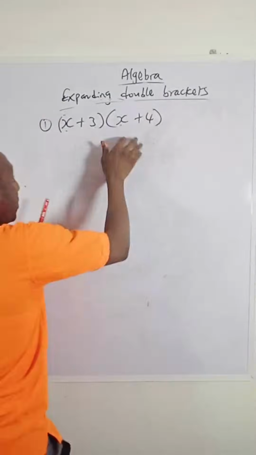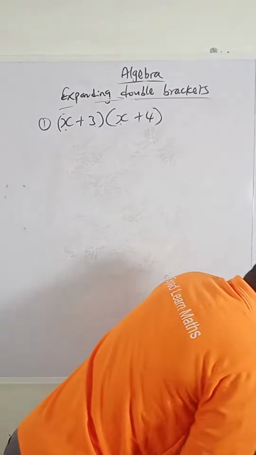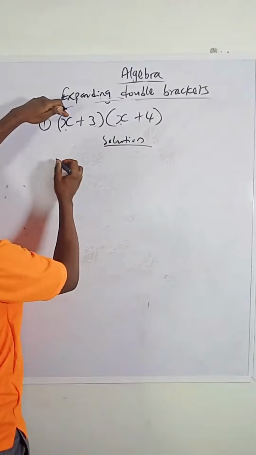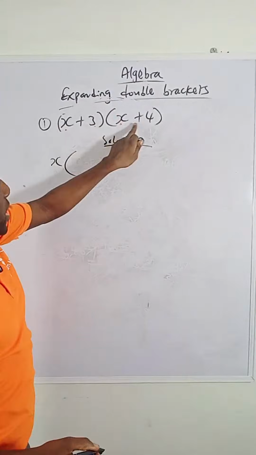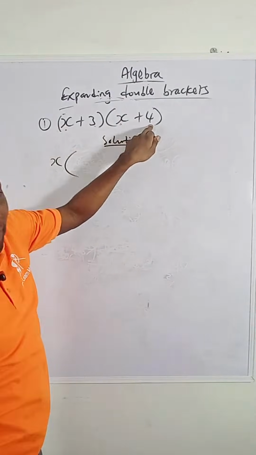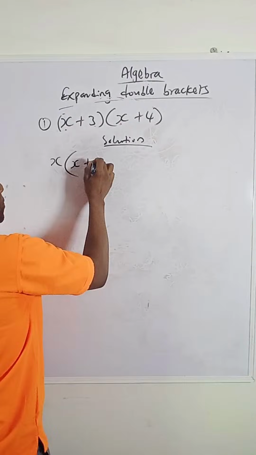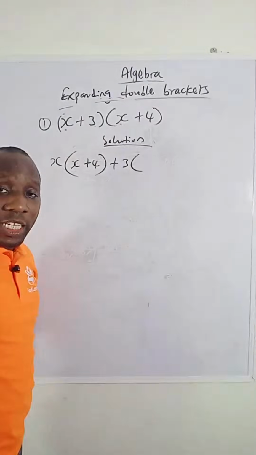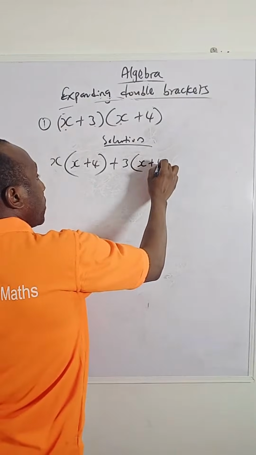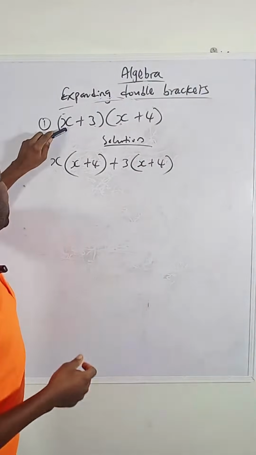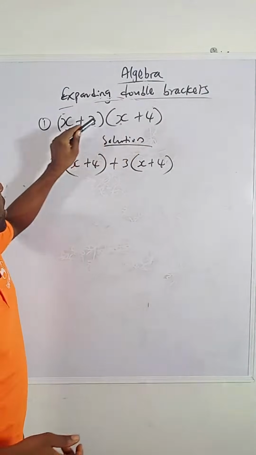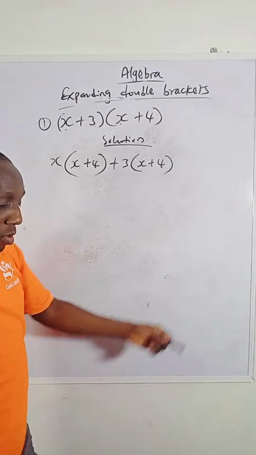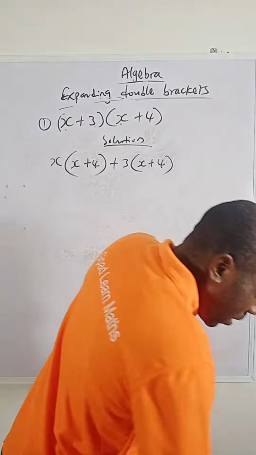So if you want to expand this, you can rewrite this like the solution. Let's do this like this. It's going to be x bracket x plus 4. You're going to use x to multiply what you have in this bracket. So x plus 4, close bracket, plus 3, then bracket, the same x plus 4. So I'm using this first term to multiply this second bracket, and the second term in the first bracket to multiply the second bracket. That's how you can expand double brackets. Okay? That's how you can do that.